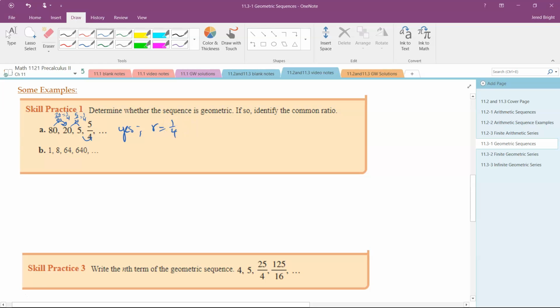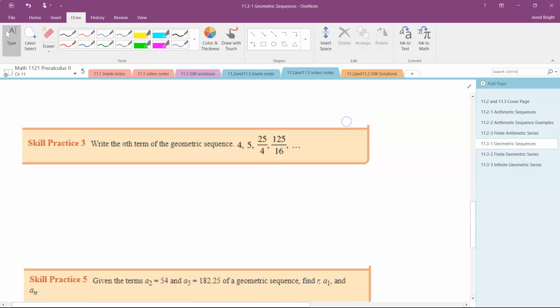Now, the reason I mentioned that you should check the common ratio at least 3 times is because here we might be fooled into thinking, okay, I multiply by 8, here I multiply by 8, but then the next time I multiply by 10. So this is no. You don't have a geometric sequence because your common ratio is not constant throughout the entire thing.